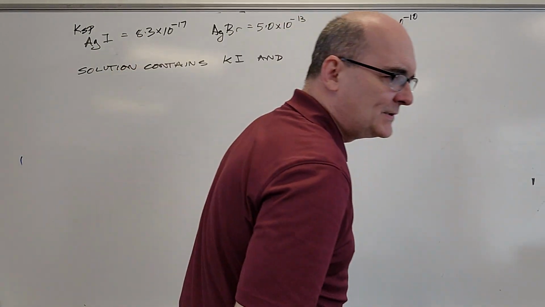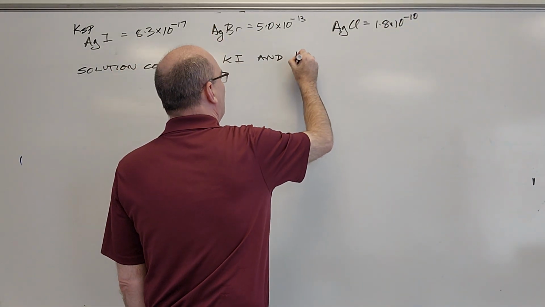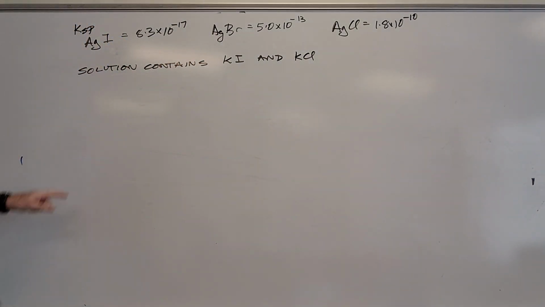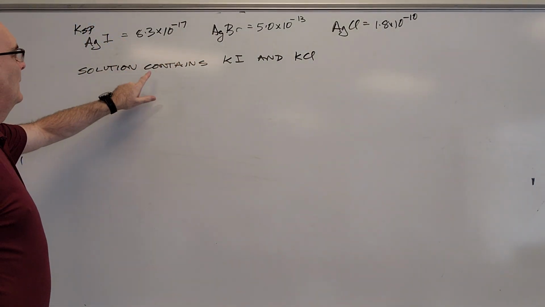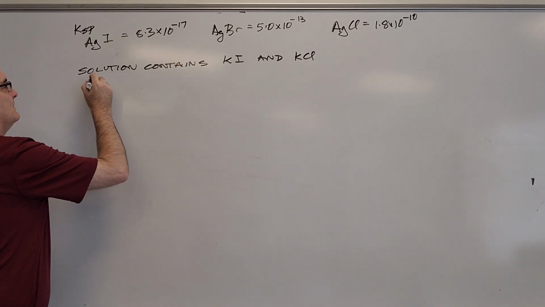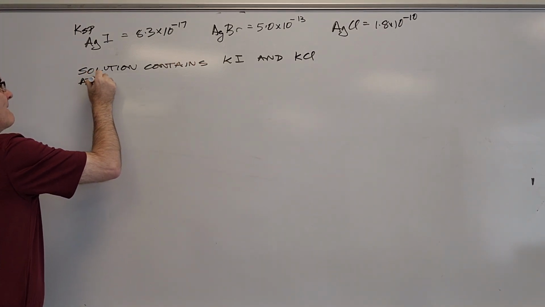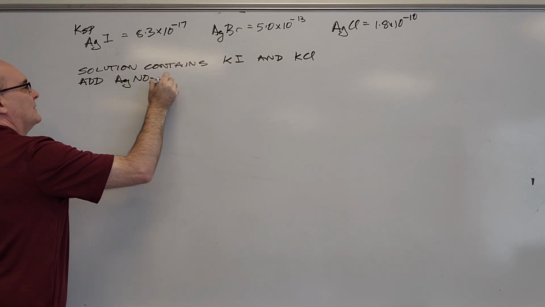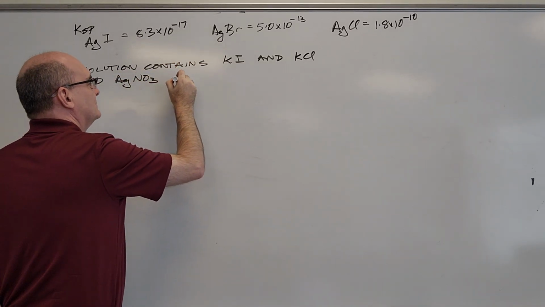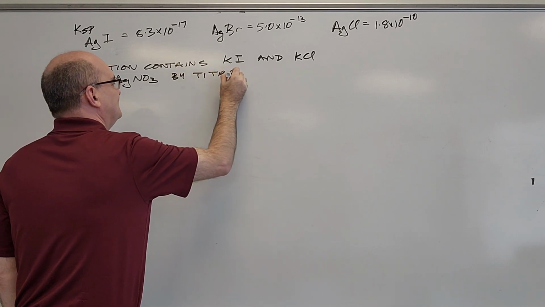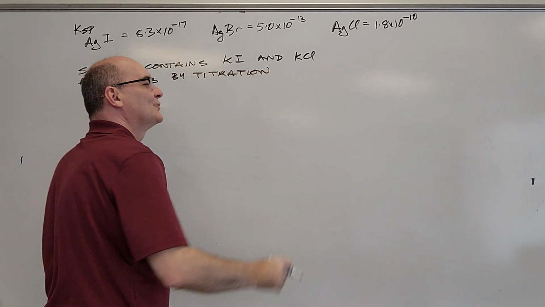Am I gonna go KCl? Yeah. Let's put these far apart from each other. I've got potassium iodide and potassium chloride in solution. Add silver nitrate by titration. Okay, so nice and slowly.